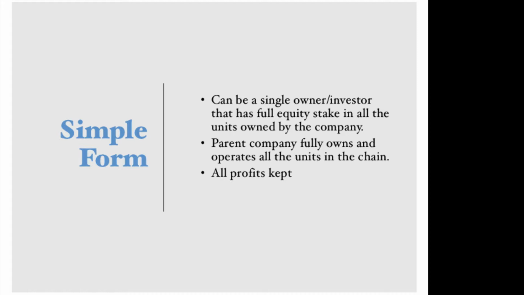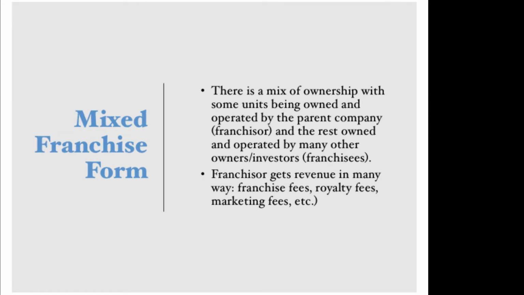Start with simple form. This, of course, is the simplest business model. It can be a single owner, an investor that has full equity, and the parent company then fully owns and operates all the units in the chain, and they keep all the profits. So this is how a company like Jason's Deli started. They originally started out as a chain of restaurants in Beaumont, Texas, and the 5 owners, Joe Tortorice among them, owned the business, and then eventually they grew into something like a mixed franchise form.